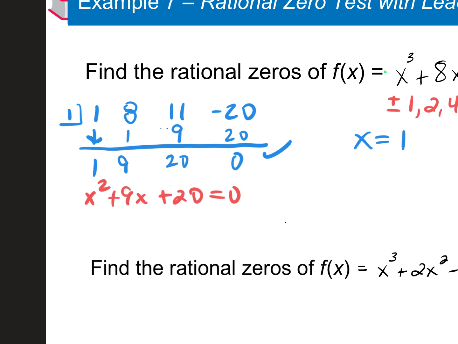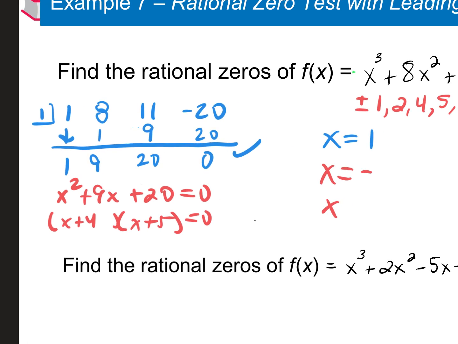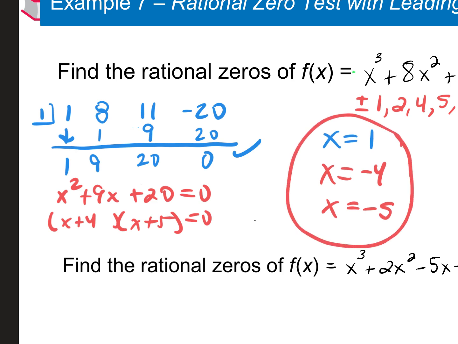You can list out all the factors of 20, plus and minus 1, 2, 4, 5, 10. But I would always check at this stage, after synthetic division worked once, does this factor? Are there factors of 20 that multiply to give you 20 but add to give you 9? 4 and 5. So what are your 2 other zeros? Negative 4 and negative 5. So there you just found all the zeros.